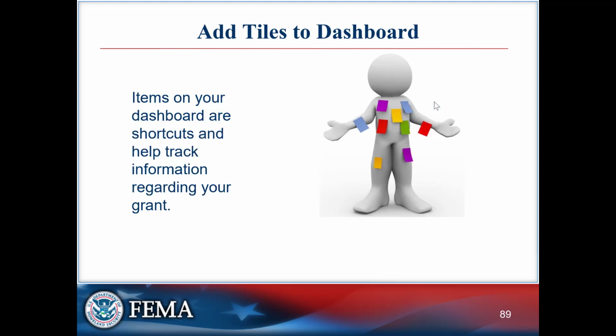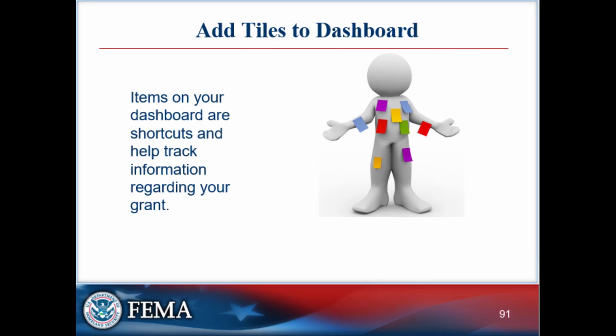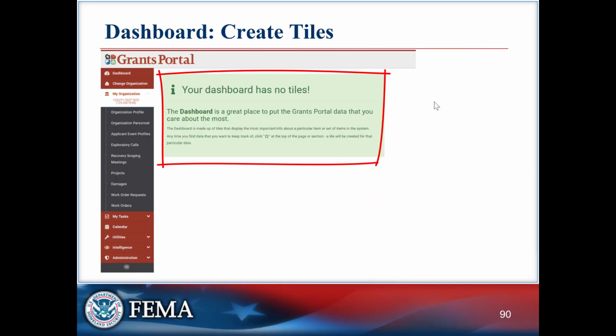Next, we're going to talk about adding tiles to the dashboard. Items on your dashboard are shortcuts, and they help you track information regarding your grant. They will help you to find information quickly to pages or lists that you use frequently. When you first log into the system, you will not have any tiles on your dashboard.